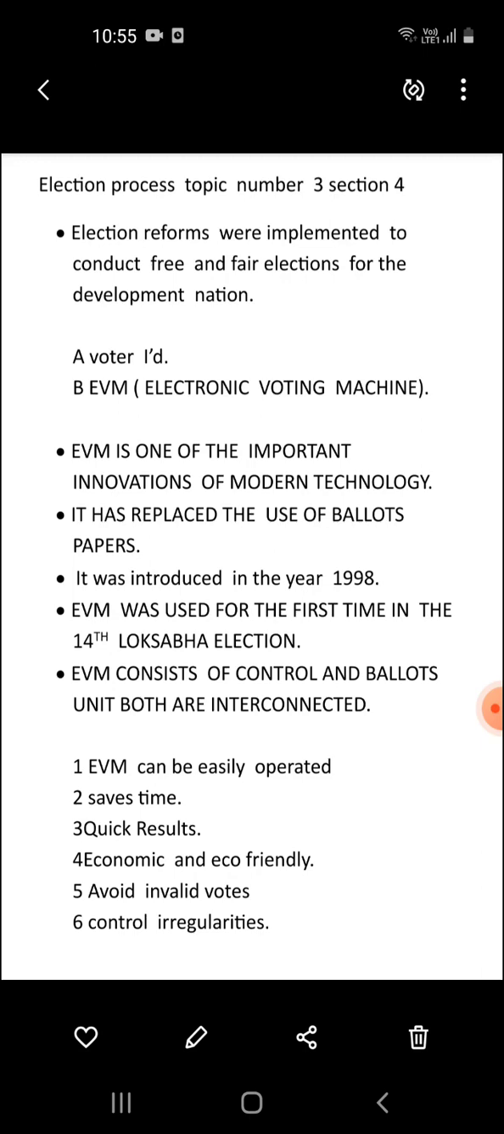Now, question number 3, describe the election reforms. Here you have to write the meaning of the election and the meaning of reforms, how they were implemented, and how they will help us to conduct free and fair elections. Then, what are the two important reforms implemented by the government in order to control irregularities and bogus voting? In that you have to explain the voter ID, and then the EVM and its benefits.